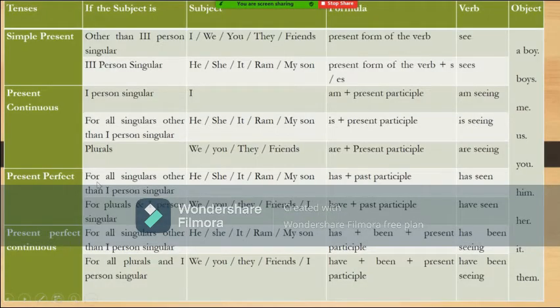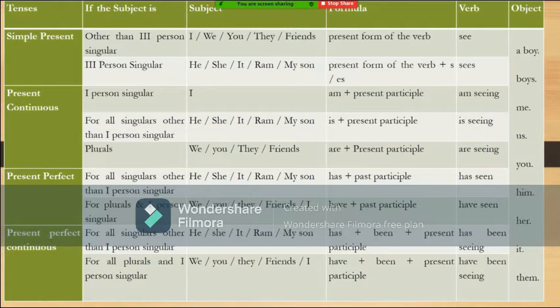Here, for present perfect tense, for all singulars except first person singular. What is the first person singular? I. Except I, all singulars. That is, there are totally 5 possibilities. What are they? He, she, it, Ram, my son. For all these 5 subjects, you have to use has. Except first person singular, all other singulars have the verb has.